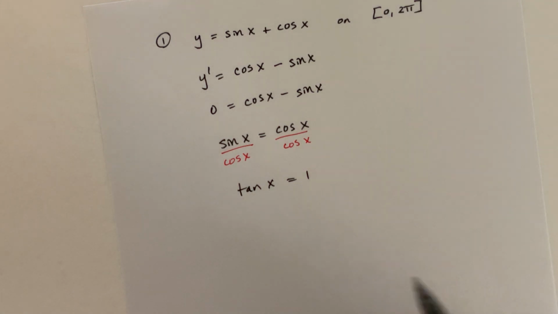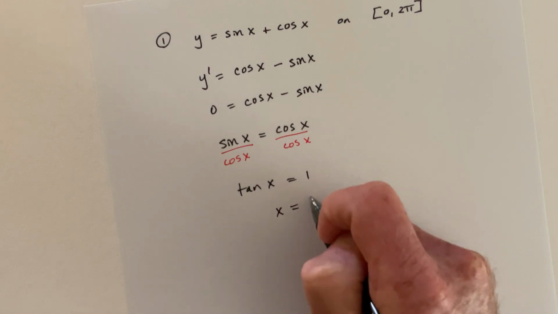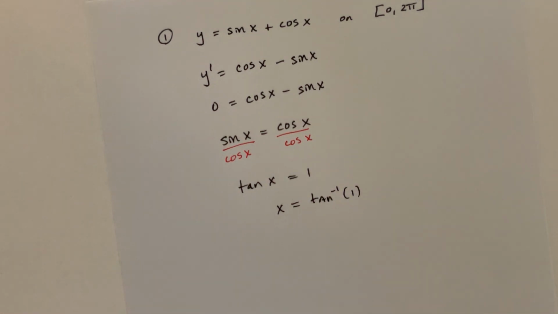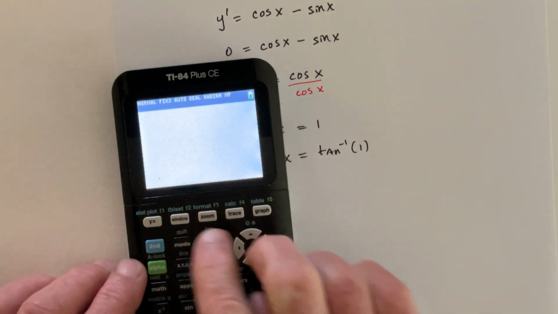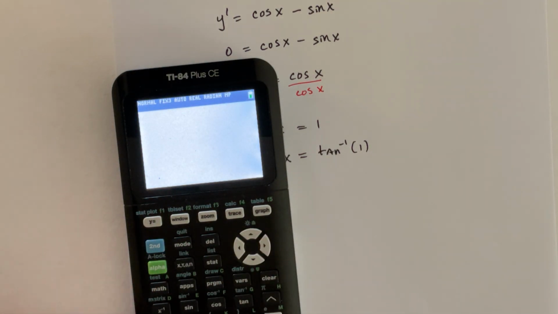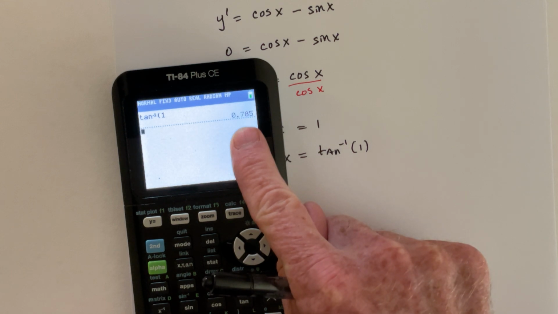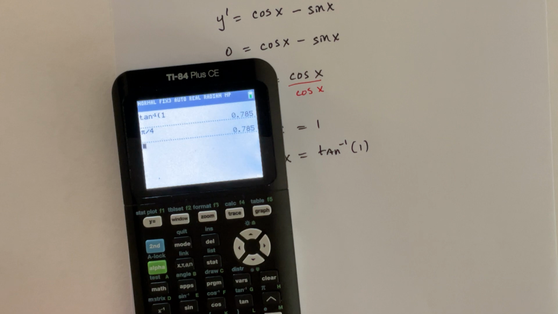So then if you use tangent inverse, or perhaps you have the unit circle memorized, but if you don't, you can use a calculator and say, find me second tangent inverse of 1. And then you look at that and you go, hey, wait a second, isn't that pi divided by 4? Oh, that's pi divided by 4.